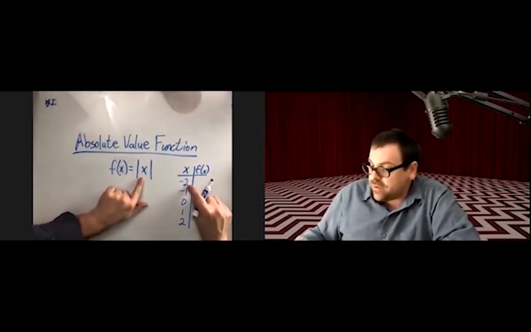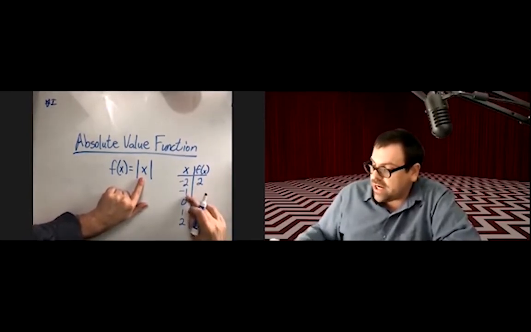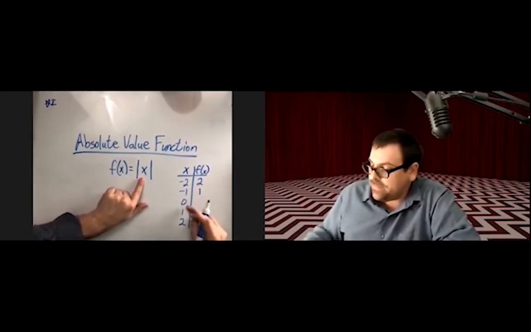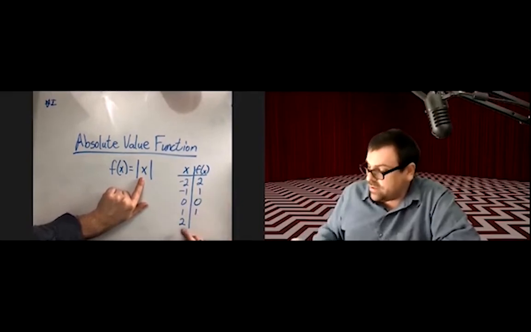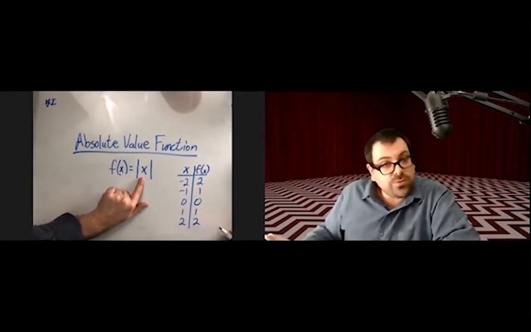The absolute value of -2 is +2. The absolute value of -1 is +1. The absolute value of 0 is 0. The absolute value of 1 is 1. The absolute value of 2 is 2.